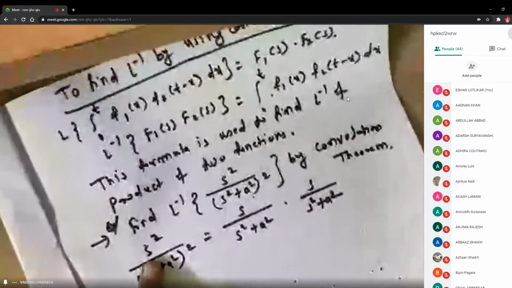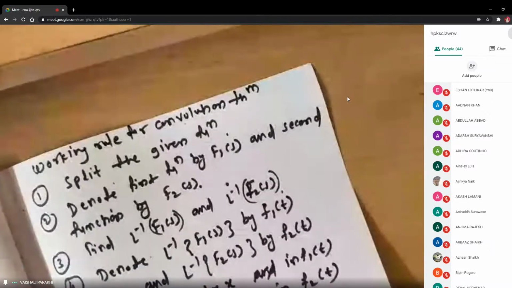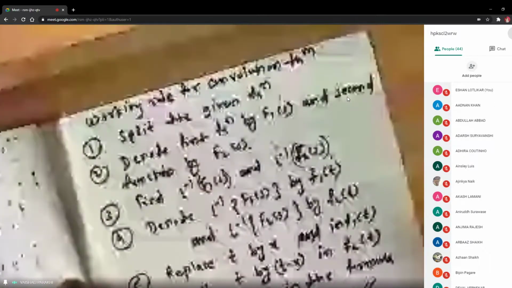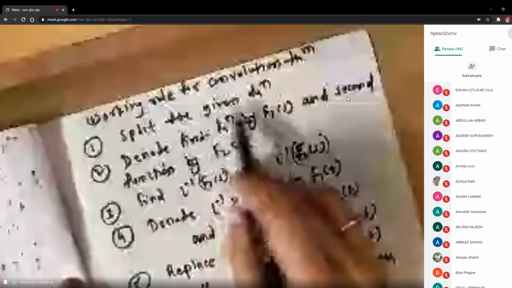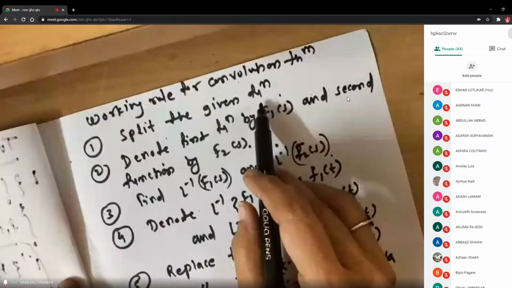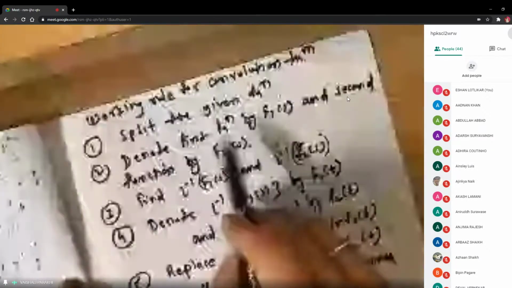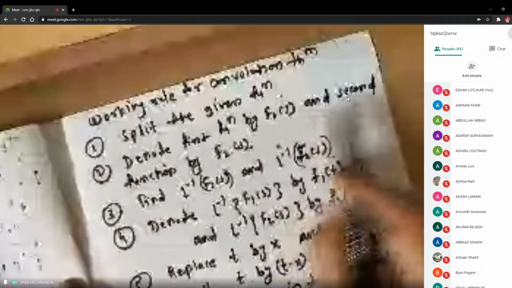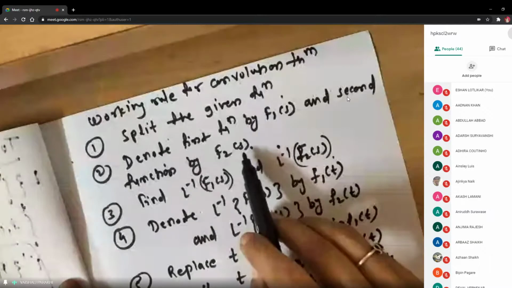So somewhere you mention it on another page. Write like this. I have already written it somewhere here for the other class. I'll show you from here. See, you write like this. Working rule for convolution theorem. Split the given function. Done? Just now we have done. Then, denote the first function by F1 of s and the second function by F2 of s.